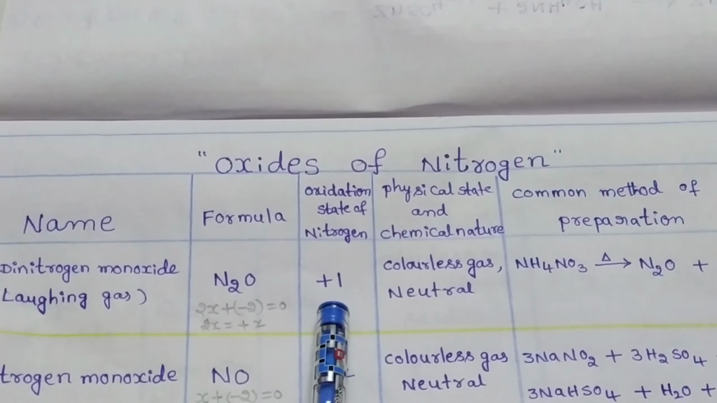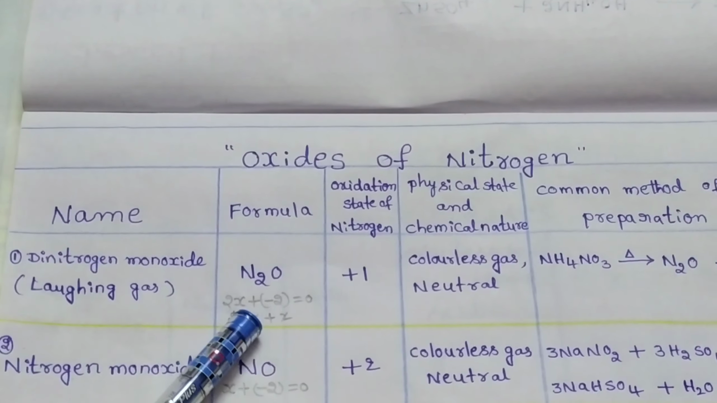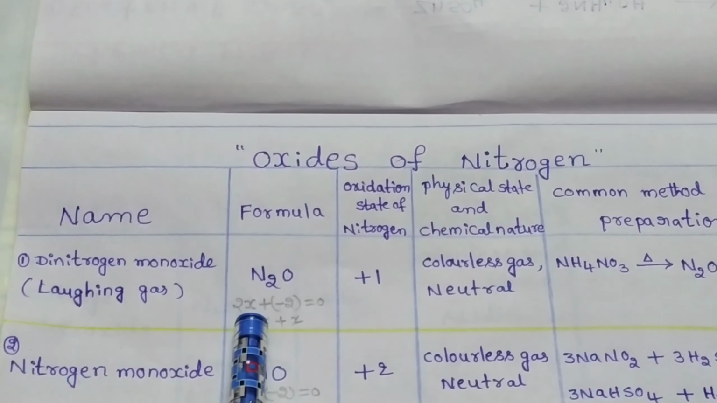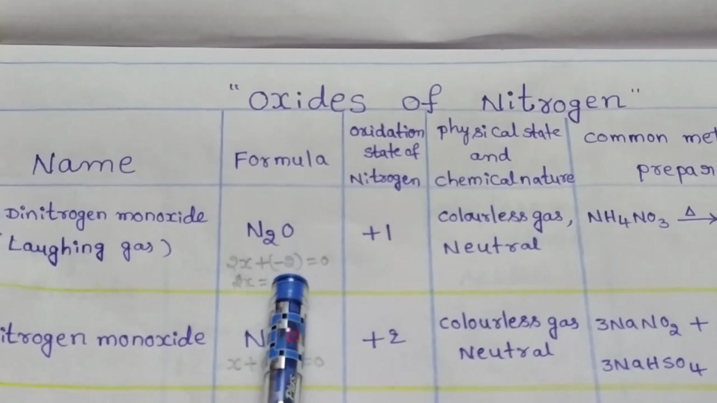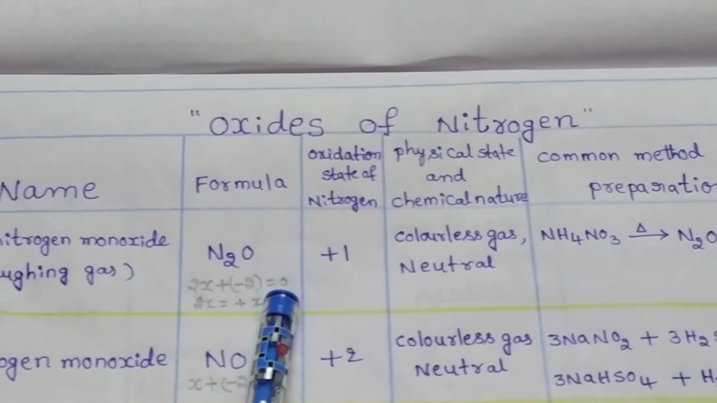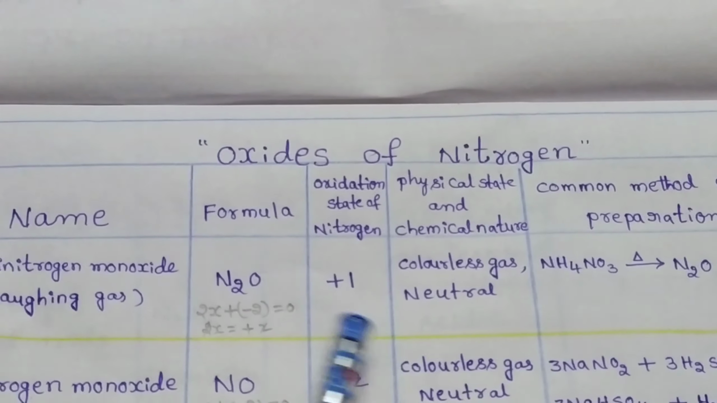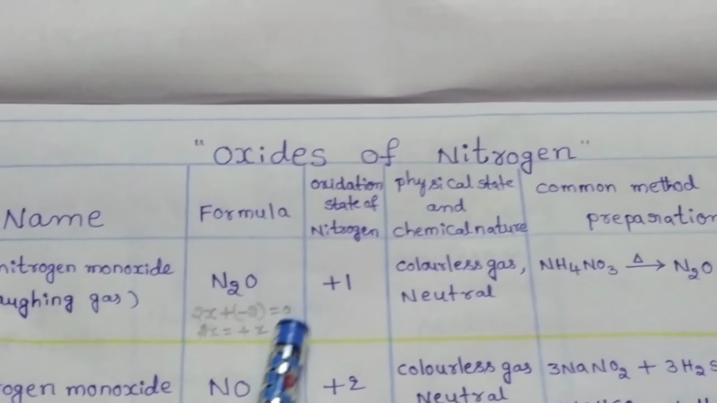Oxidation state is +1. Here we can find the oxidation state of nitrogen, so we can put X. Dinitrogen monoxide contains 2 nitrogen, so we can write 2X plus the oxidation state of oxygen, -2, in bracket, equals 0. We transfer this -2 to the right hand side, then 2x is equal to +2. The 2 cancels, then x is equal to +1. So the oxidation state of nitrogen in dinitrogen oxide is +1.